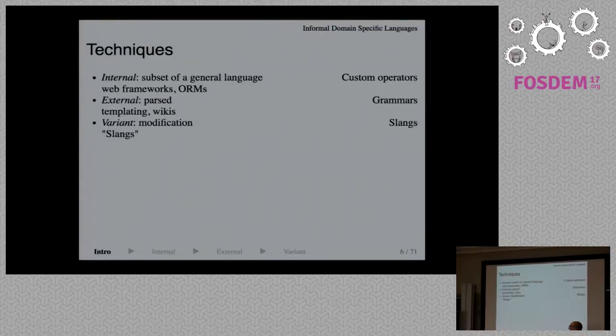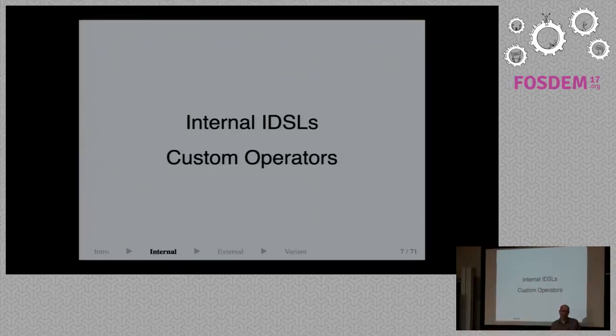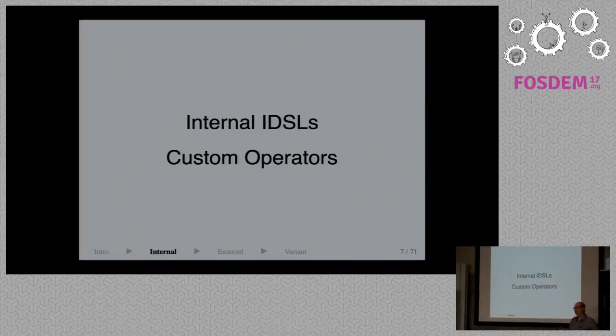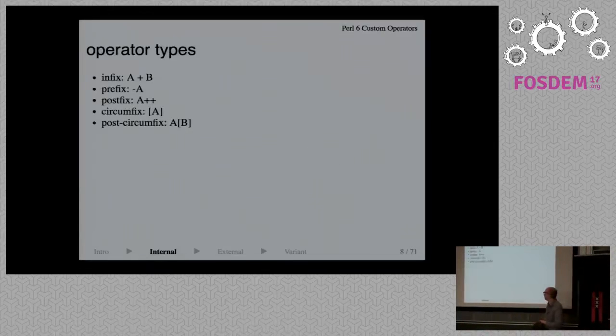So for each of these categories, internal, external, and variant, I'm going to talk about a Perl 6 technique that can be used to create informal DSLs in this category. I'll pick an example from each one, and then an application of the technique to generate a language. We'll start with internal, informal, domain-specific languages. It's a mouthful. What we're going to talk about are the Perl 6 custom operators facilities.